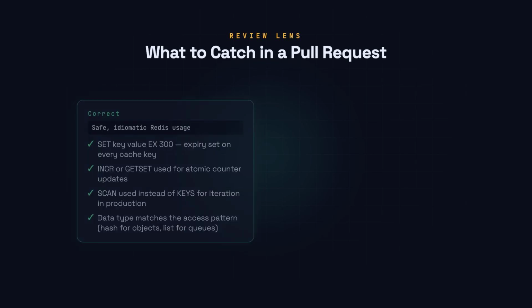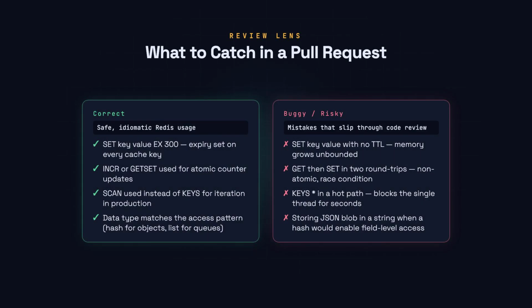When reviewing a PR that uses Redis, check 4 things. Every key that should expire has a TTL. Counter updates use atomic commands like INCR. Iteration uses SCAN, not KEYS. And the data type actually fits the access pattern.